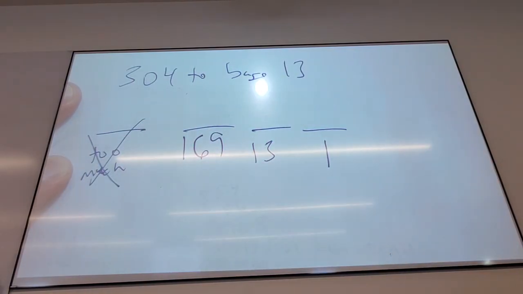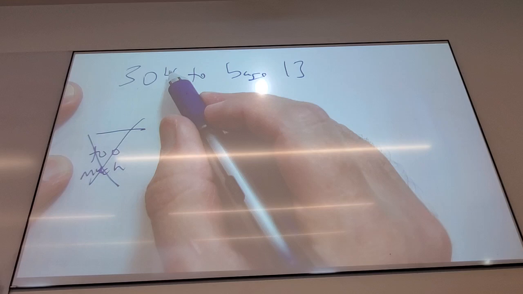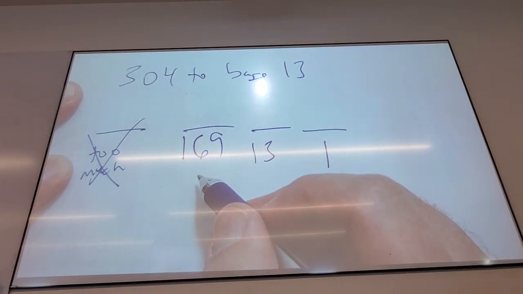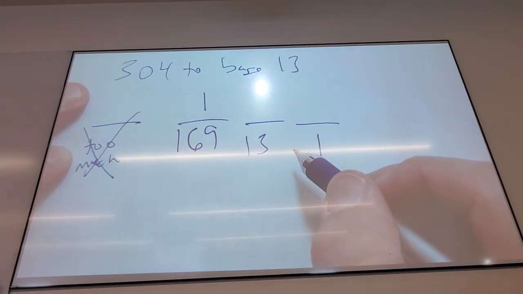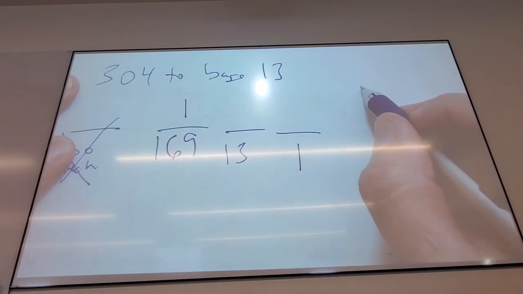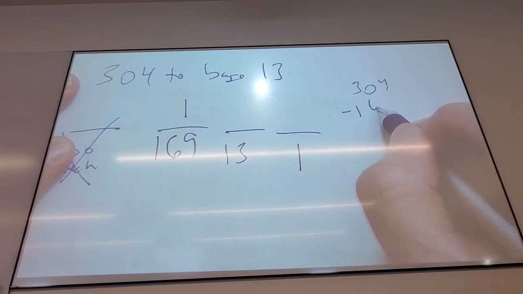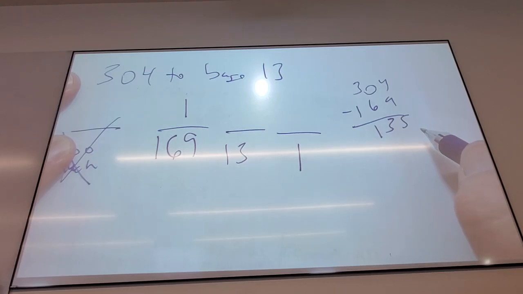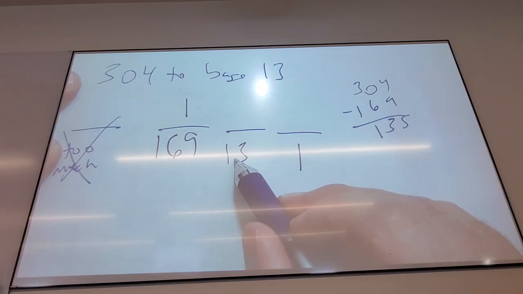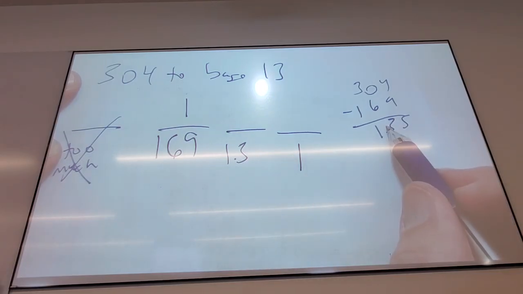13 times this is 1,300 plus more. That's too much, yes? So how many 169s in 304? Let's see if I did this right. Maybe. There's only 1 in there, yes? I think I did it right. What's 304 take away the 169? So 135. So how many 13s in 135? 10.